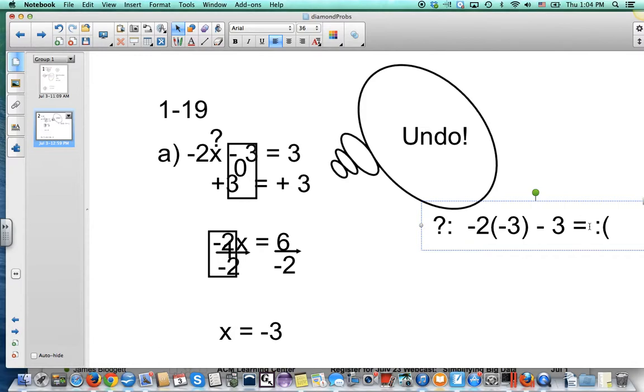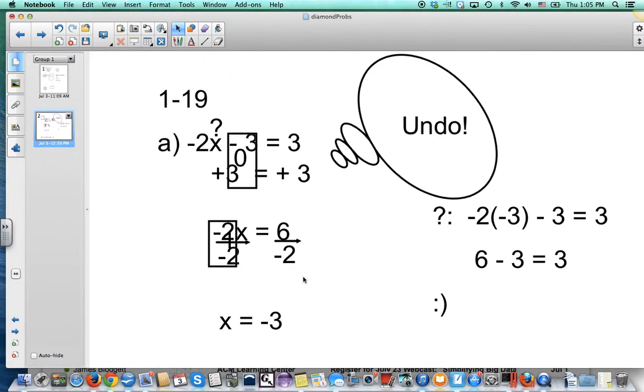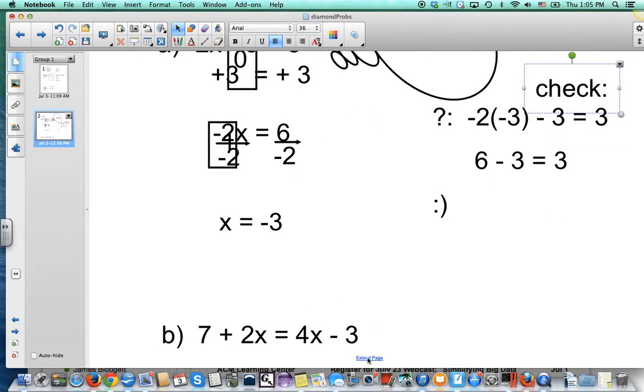Let's see, negative 2 times negative 3 is positive 6. This is all supposed to equal 3. So this is positive 6 minus 3. Oh, that does equal 3. Yay. This is called a check. Now try this second problem.